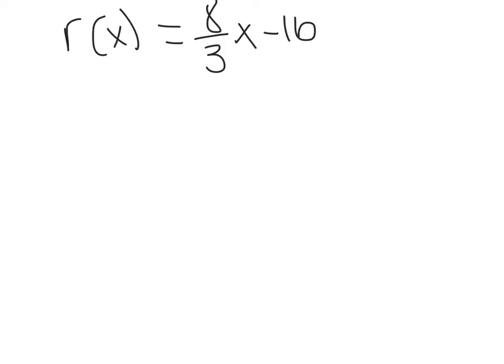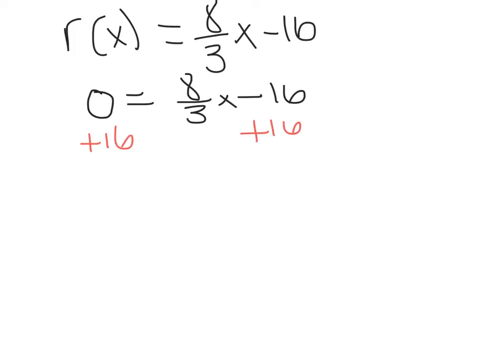Number 19 says, what is the 0 of, and that gives you the equation, r of x equals 8 over 3x minus 16. Well, you have to know that a 0 of an equation is a solution when the equation equals 0. That's why it's called a 0. So 0 equals 8 over 3x minus 16. So you need to add 16 to both sides. So now you'll get 16 equals 8 over 3x.